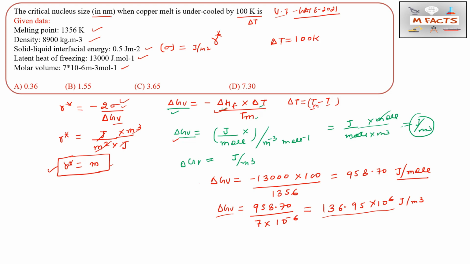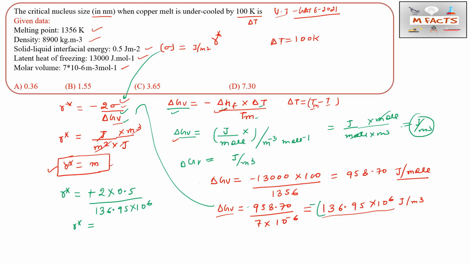Now I know the sigma value and the delta GV value, so I put them in the formula to find R star. R star equals minus 2 sigma divided by delta GV. You can keep the minus sign or neglect it, because the radius cannot be negative. Sigma is 0.5, so 2 times 0.5 divided by delta GV, 136.95 multiplied by 10 power 6. So R star equals 0.007301 multiplied by 10 power minus 6 meters.